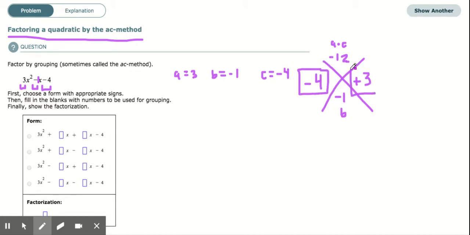Now, when you have a negative and a positive factor, it's easier to have the positive one go second. All right, and you'll see why when we do our factorization. But for now, just know that when you have two factors, if one of them is positive and the other one's negative, put the positive one second. So the -4 will go first, and the +3 will go second. So that means you would select this one and write in here your -4 and your +3.